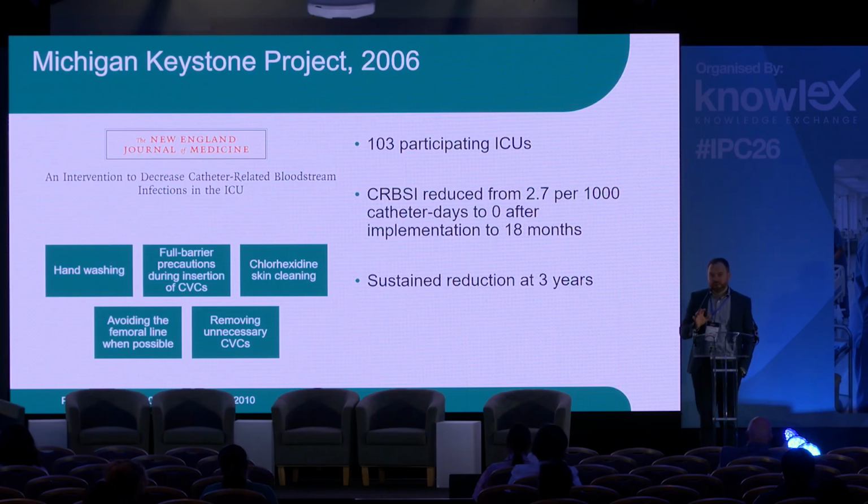It was more than just those 5 interventions. It was a whole package of how this program was implemented and delivered. The program included 103 ICUs in the Michigan area in the USA. In that study, they managed to reduce their catheter-related bloodstream infections from 2.7 per 1,000 catheter days down to 0 within the 18-month period of the study. Then a follow-up study showed that it was maintained up to 3 years.